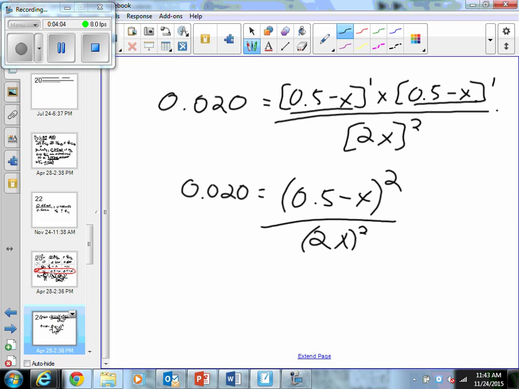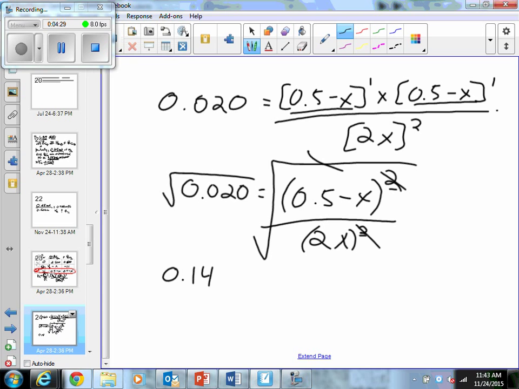So one way that we can simplify this quite a bit right from the beginning is get rid of those exponents. And how do we get rid of these squared exponents? We just take the square root of that entire side. So that'll cancel. Whatever you do to one side, though, you have to do to the other. So don't forget to square root this side. So square root of 0.02 is 0.1414. And that's equal to 0.5 minus X over 2X.